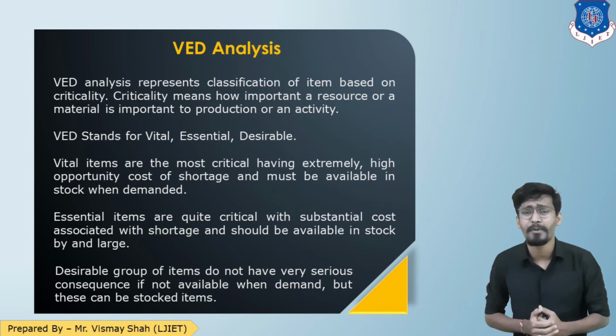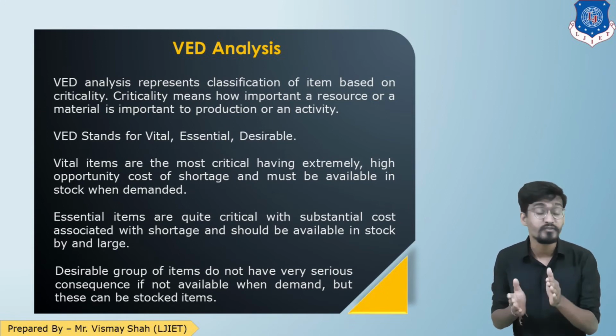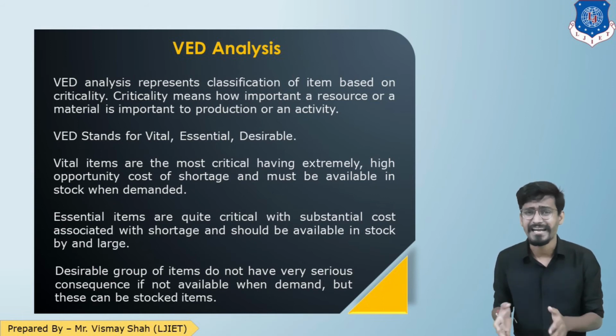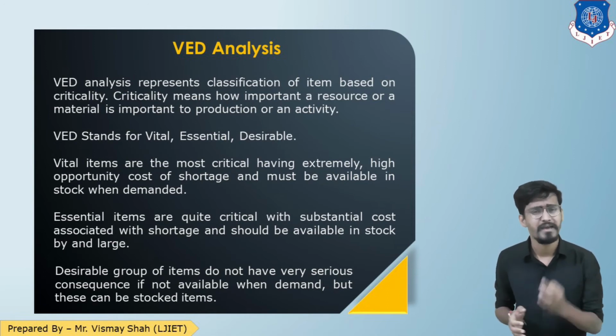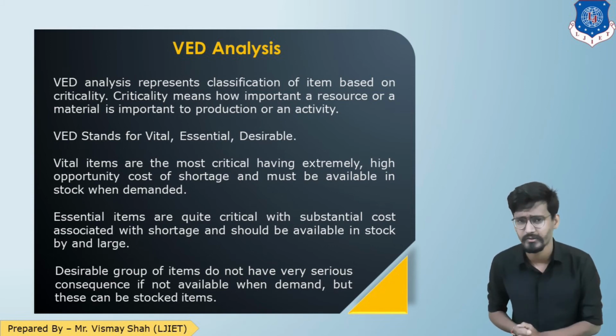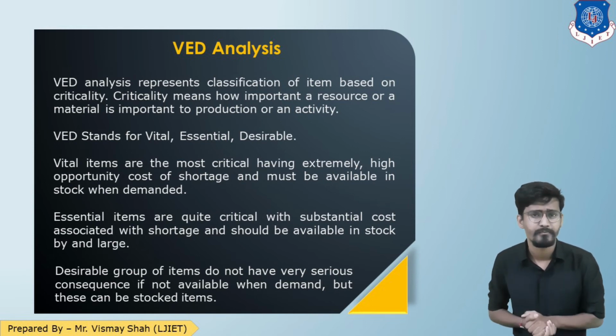See students, to understand the concept of vital, essential and desirable, or this criticality, let us take an example of a car manufacturing plant. Let us assume that the car manufacturing plant has three units. First unit, cutting of raw materials. Second, manufacturing of parts. And third unit is assembling the entire car. There are three units in the factory: raw material cutting, parts manufacturing, and assembling.